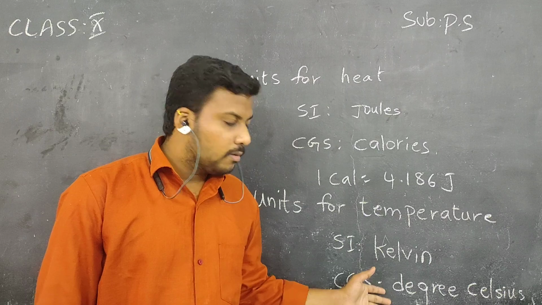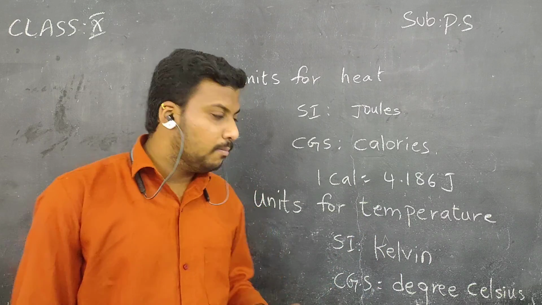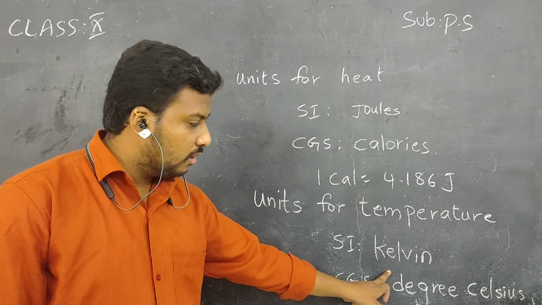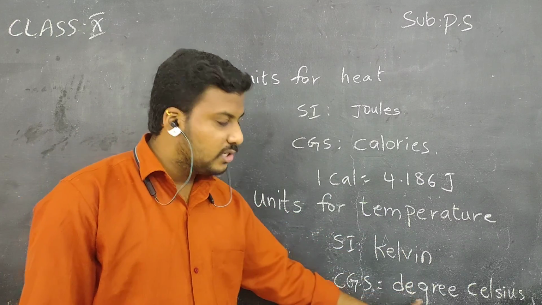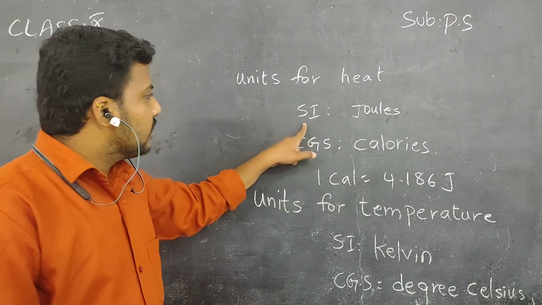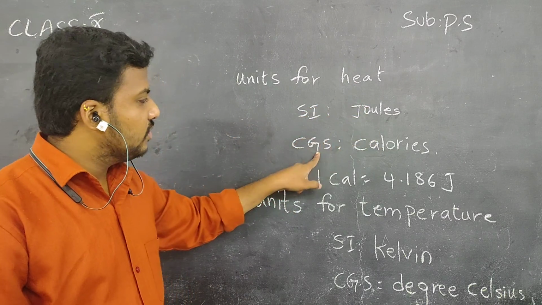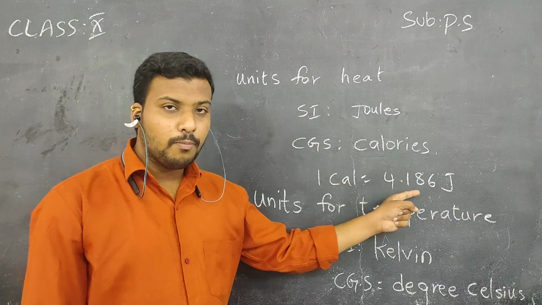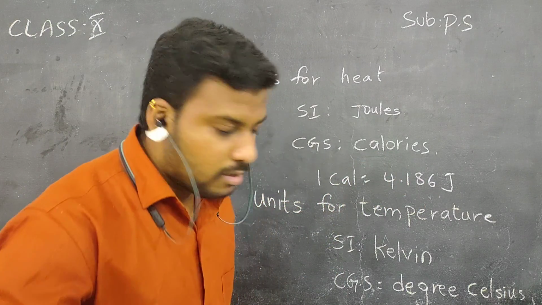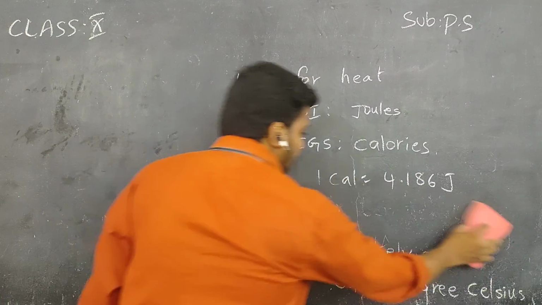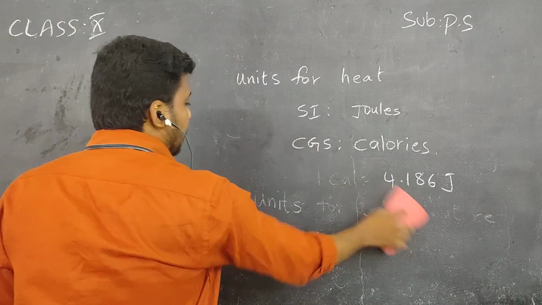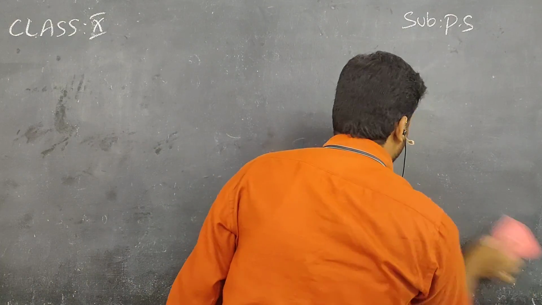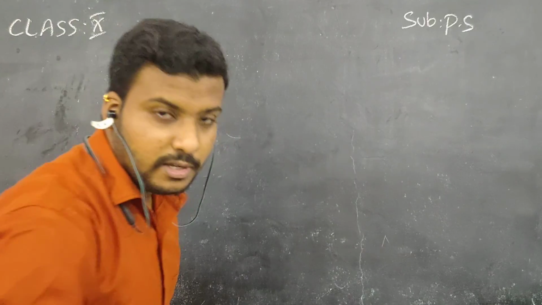All these 4 temperature units exist, children, but we see only the SI unit of temperature, Kelvin, and the CGS unit of temperature, degree Celsius. The SI unit of heat is joules and the CGS unit of heat is calories. 1 calorie equals 4.186 joules. Right now we will see how to convert degrees Celsius into Kelvin.